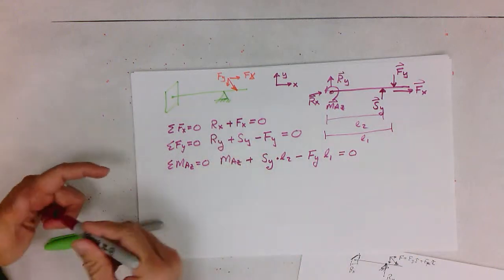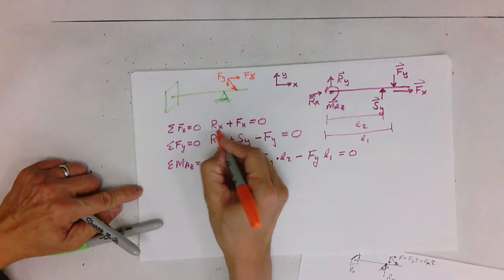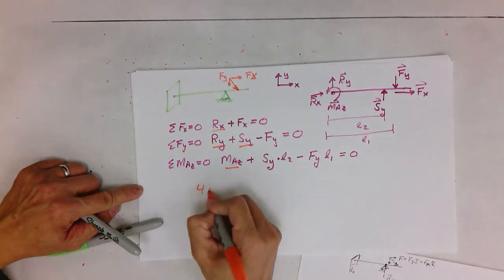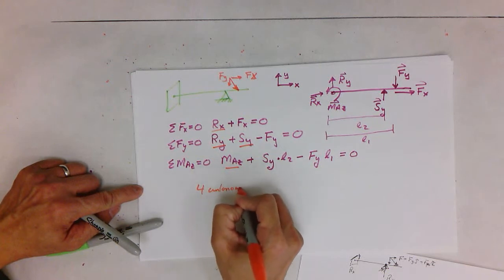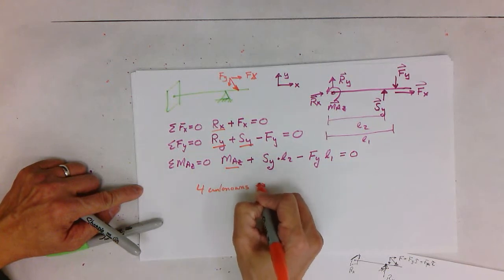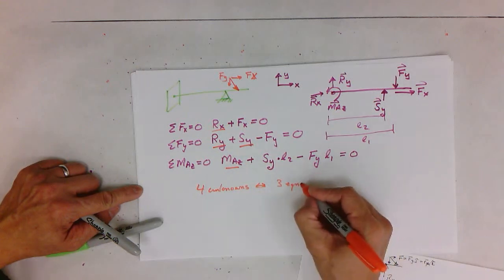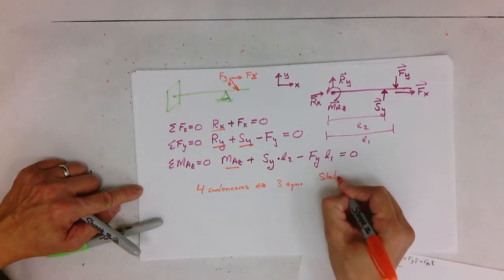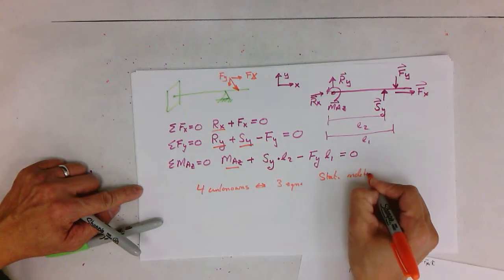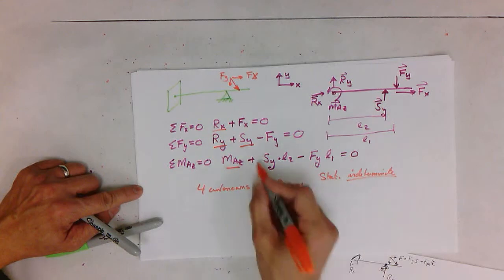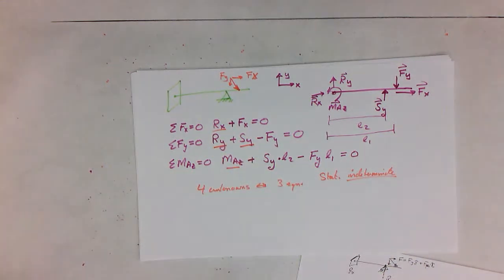So here we have how many unknowns? We have 1, 2, 3, 4. So 4 unknowns, 3 equations. So this problem is statically indeterminate, meaning you cannot find values for all the unknowns using just the equations of equilibrium.